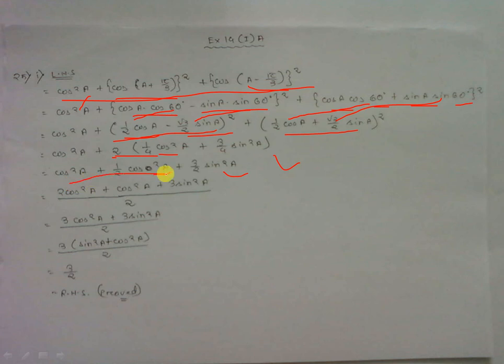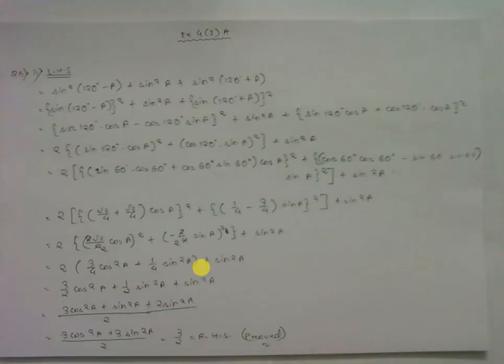Now take LCM, LCM is 2, so 2 cos square A plus cos square A plus 3 sin square A. So cos square plus 2 cos square, 3 cos square A plus 3 sin square A. 3 you take common, cos square plus sin square is 1. So 3 into 1 by 2, that is 3 by 2, so right hand side has come. This sum is similar to the previous sum, so you can understand this.